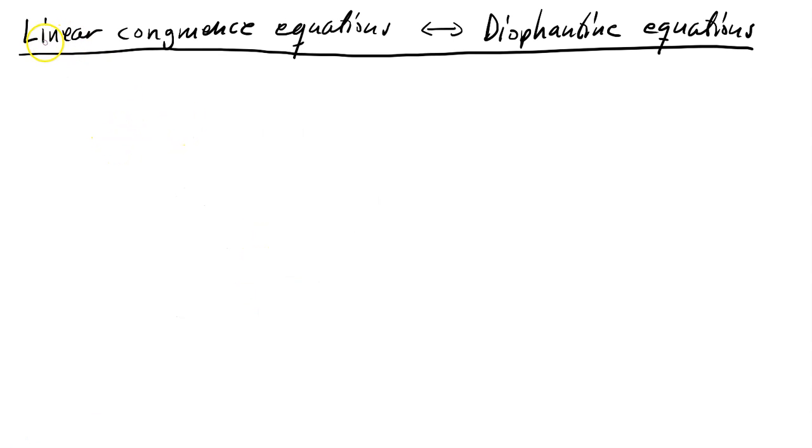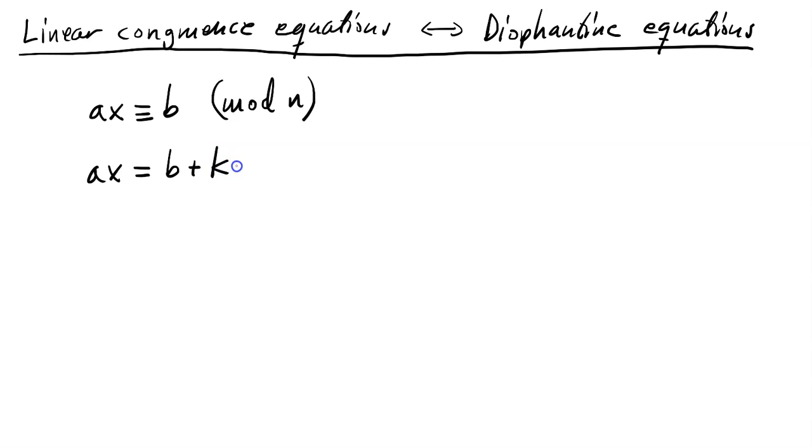Even though we have now studied linear congruence equations, it seems like this has nothing to do with Diophantine equations. But actually we will now show that this is very closely related. It's actually doing the same thing. So solving linear congruence equations is the same thing as solving Diophantine equations. So let's show that now. Let's start with some linear congruence equation. So we take this one. Okay, what does this really mean? It means that ax and b are separated by a multiple of n.